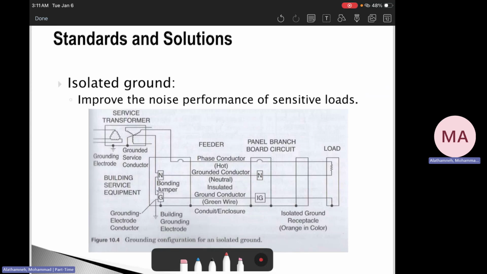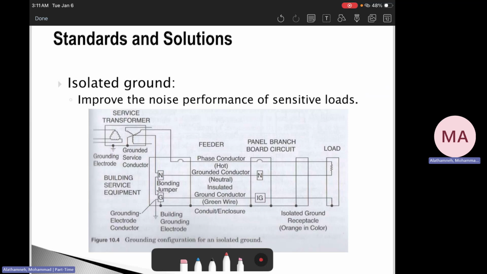Isolated grounds. We need to look at sensitive equipment. An isolated ground does not mean no connection to Earth. It means you provide a dedicated insulated grounding conductor for sensitive receptacles so that the noisy current from other equipment doesn't share the same ground path.